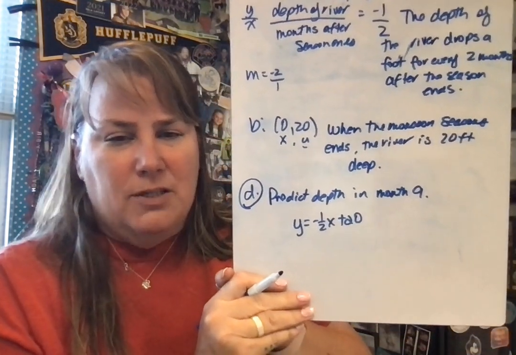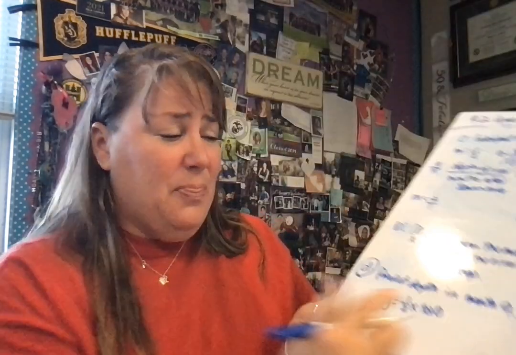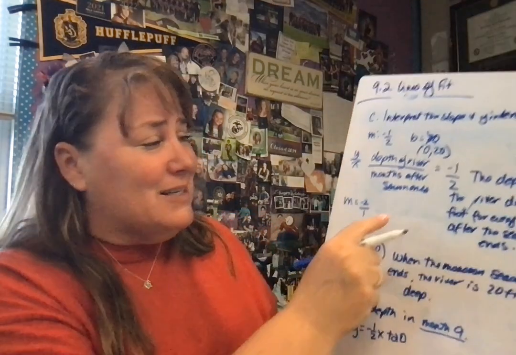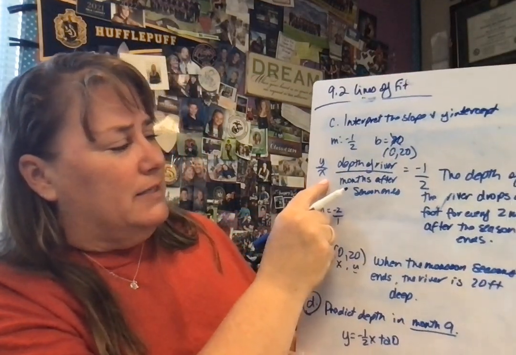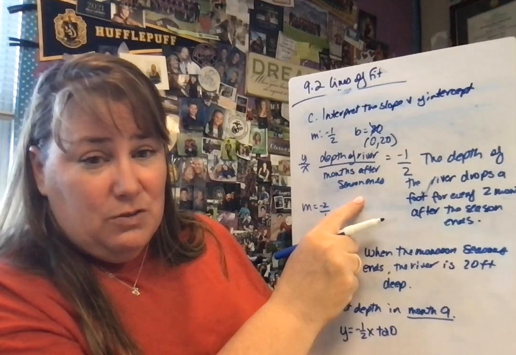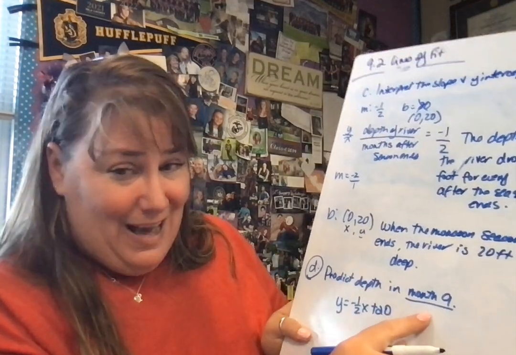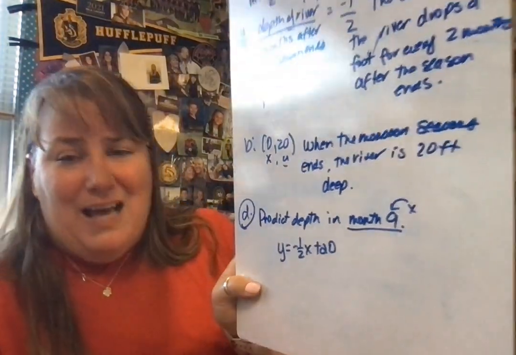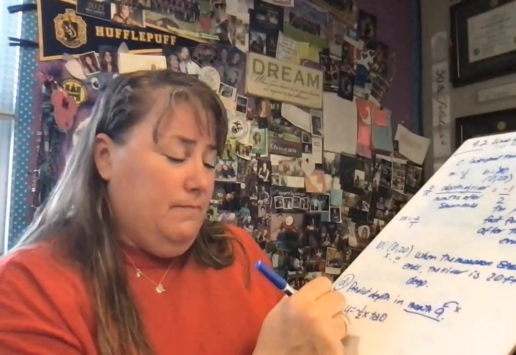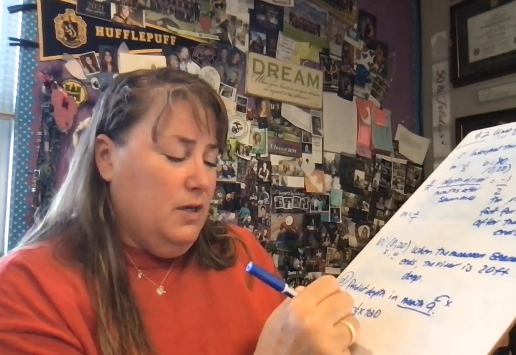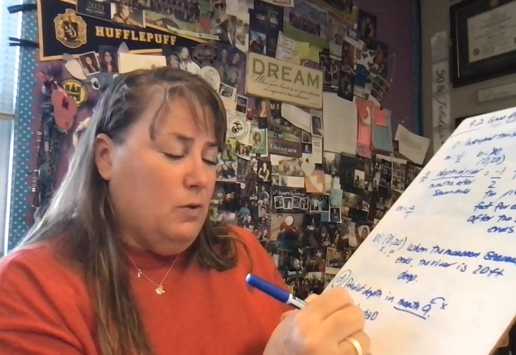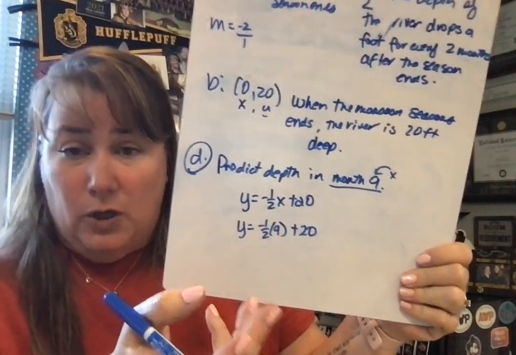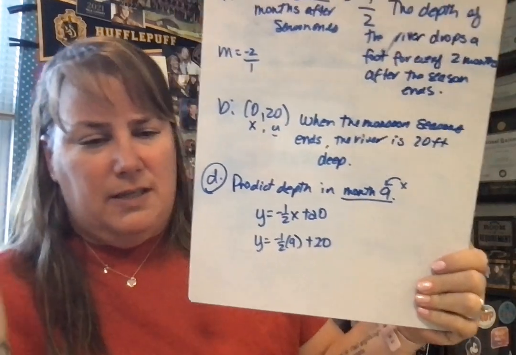Okay, so now what do you plug in? So we want month 9. And look up here. X is months after the monsoon season ends, which is month 9. So this is X right there. X is 9. And you're going to substitute that in. So y equals -1/2 times 9 plus 20. You're going to plug 9 into the equation for X, because X stands for the months after the season ends.